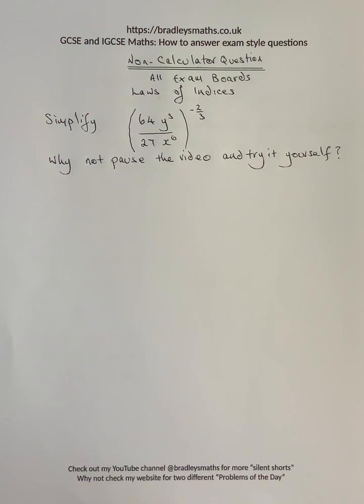So this is a non-calculator question for all exam boards on laws of indices. This is an almost guaranteed question on any GCSE or IGCSE paper that you will do. Possibly not as difficult as this, but certainly there will be something of this nature on there. So simplify 64y cubed over 27x to the power of 6, all to the power of minus 2/3.